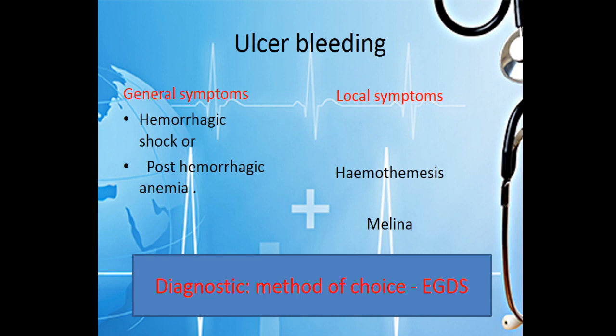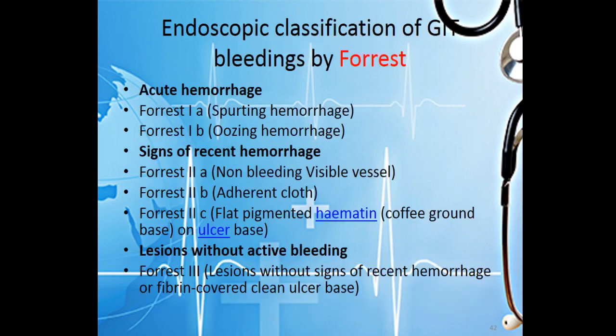And general symptoms. If we have profuse bleeding, we can call this hemorrhagic or hypovolemic shock. If there is a long time of waiting and little bleeding, we can say post-hemorrhagic anemia is the result. There is a very good scale to measure the type and severity of bleeding. This is the endoscopic scale of bleeding classification.